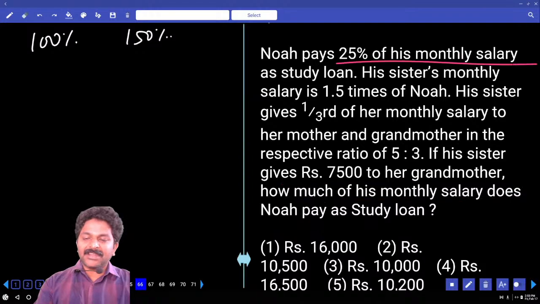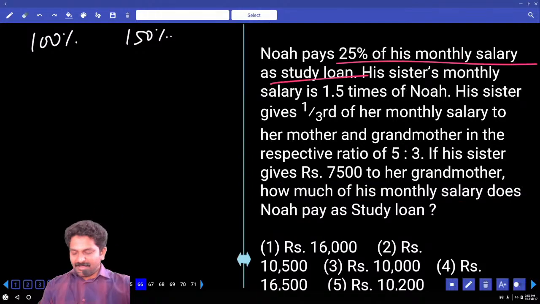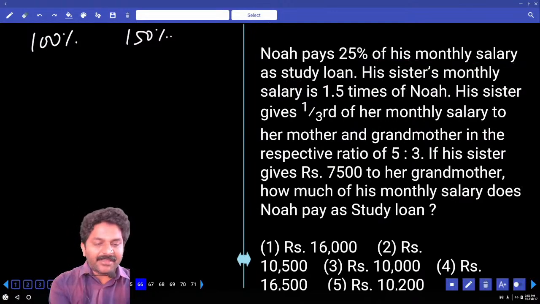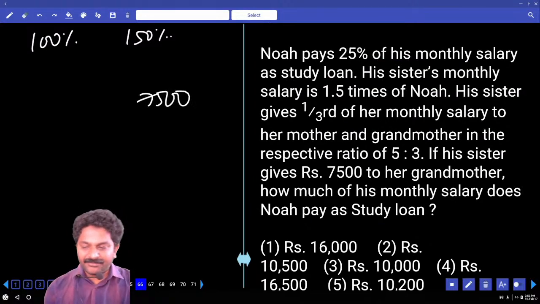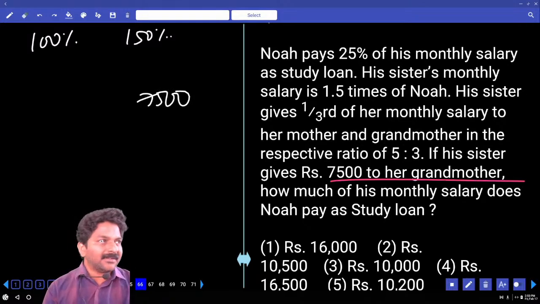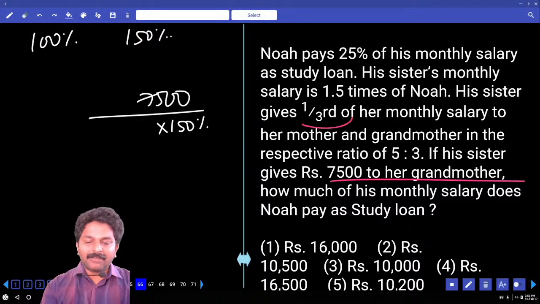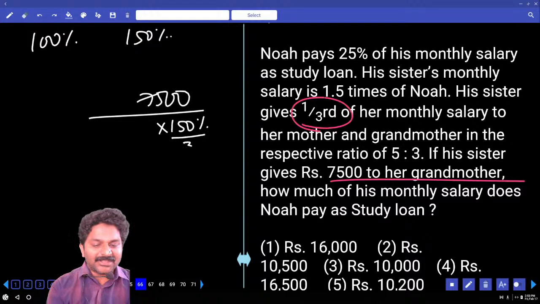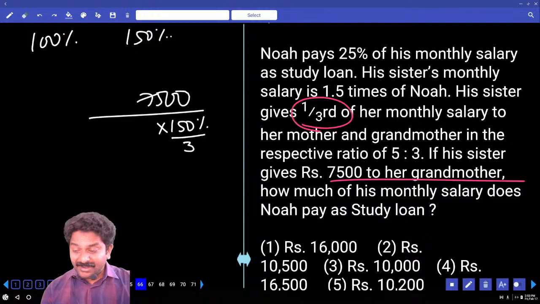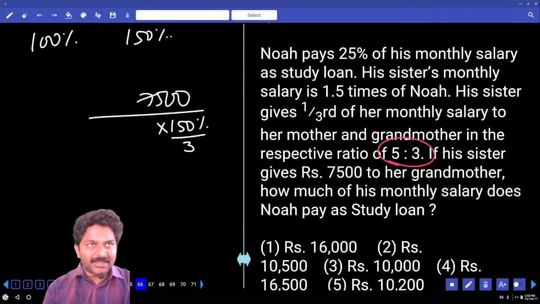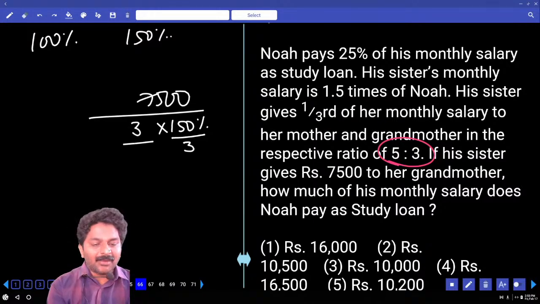How much is paid as study loan? 25%, and that's what we have to calculate. We were given a number, 7,500. What is this 7,500? Amount given to her grandmother. Her sister's total salary is 150%. Out of that we have to calculate 1/3, and that is divided in the ratio 5:3. In that, grandmother will get 3 parts out of 8 parts.